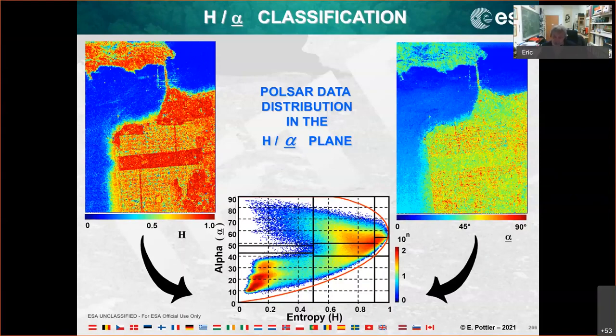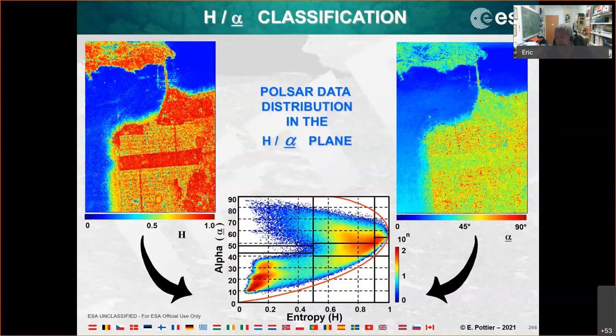So this is very important to use these two parameters because the entropy gives you the number of scattering mechanisms which are present inside each pixel. If entropy is very low, it means that I have one scattering mechanism, a very strong one. And if entropy is very high, it means that I have several scattering mechanisms, but I have a random scattering mechanism. So it can be a volume scattering mechanism, but it is a random scattering mechanism. So entropy provides you the number of scattering mechanisms inside the pixel, but I don't know which kind of scattering mechanism.